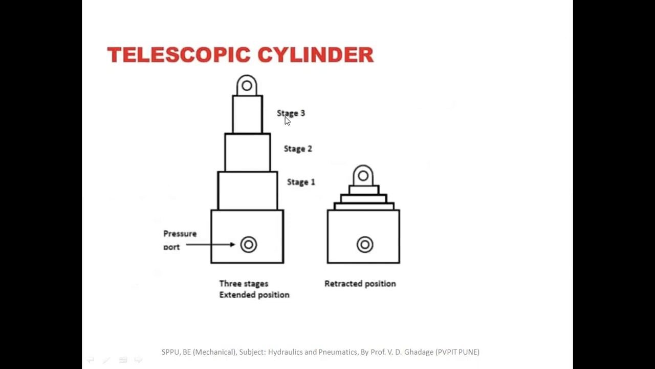Telescopic cylinder: stage 3, stage 2, stage 1, and this is the pressure port. This is a telescopic cylinder. Here is our target rod. This is the 3 stages extension position. This is the retracted position of the telescopic cylinder. For long length, we use a telescopic cylinder. Here, stage 1, stage 2, stage 3.